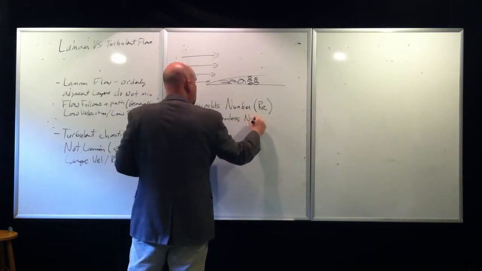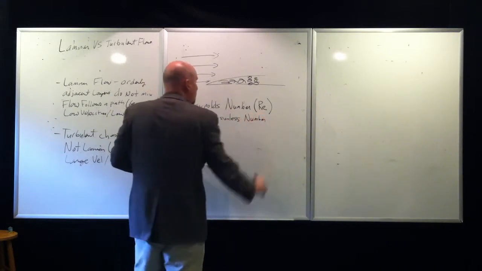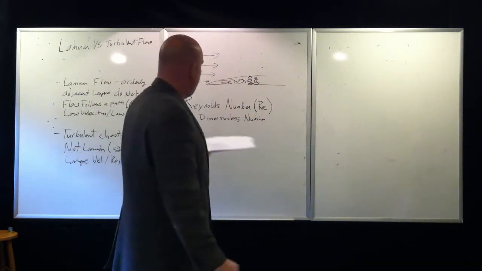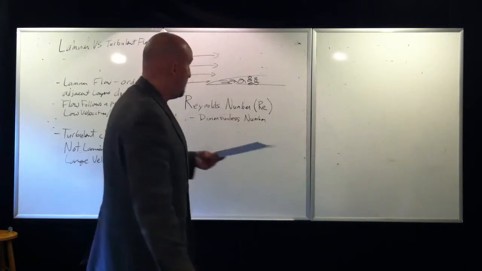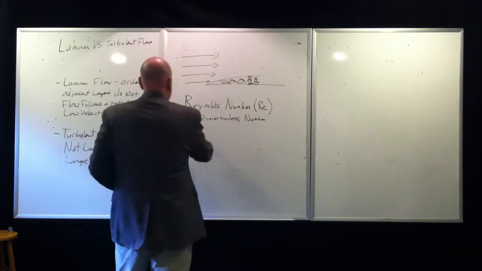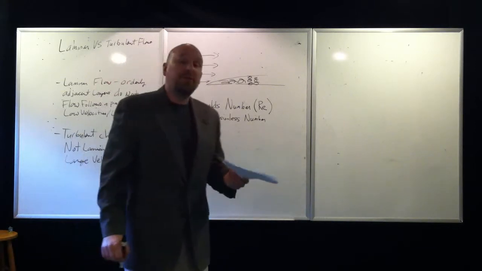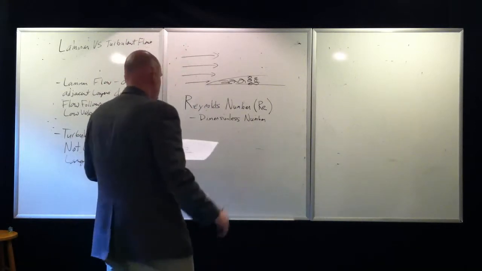It's a dimensionless number. That means it's just a number. When you take all the different properties that are in the formula and the units of those properties, you'll see that the result will not have any dimensions in it.